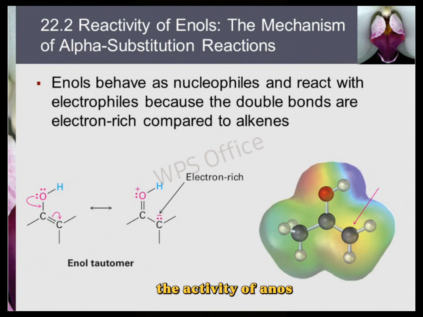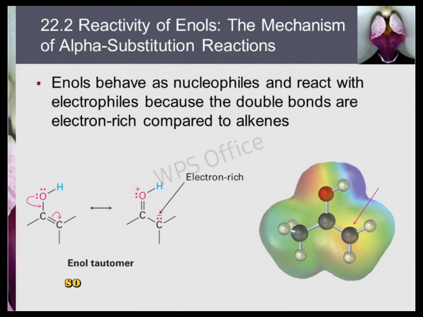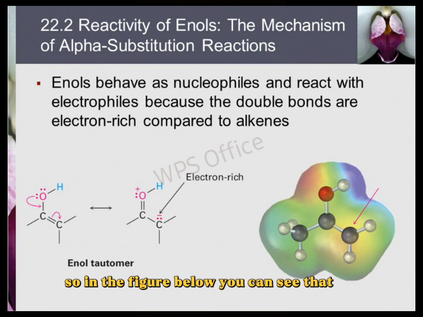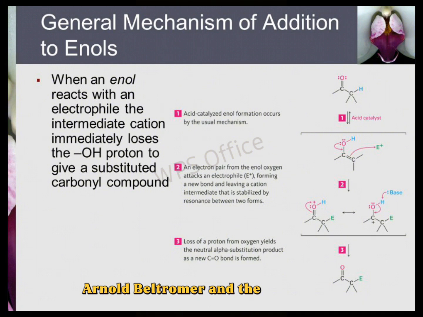Reactivity of enols. The mechanism of alpha substitution reactions. Enols behave as nucleophiles and react with electrophiles because the double bonds are electron-rich compared to alkenes. So in the figure below, you can see the enol tautomer and the electron-rich double bond.